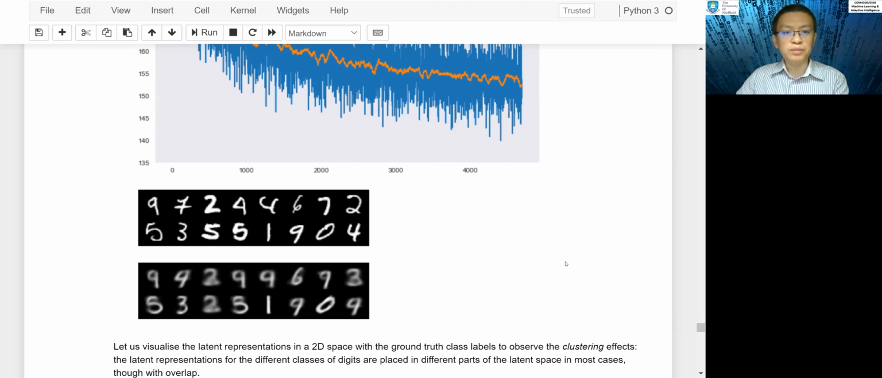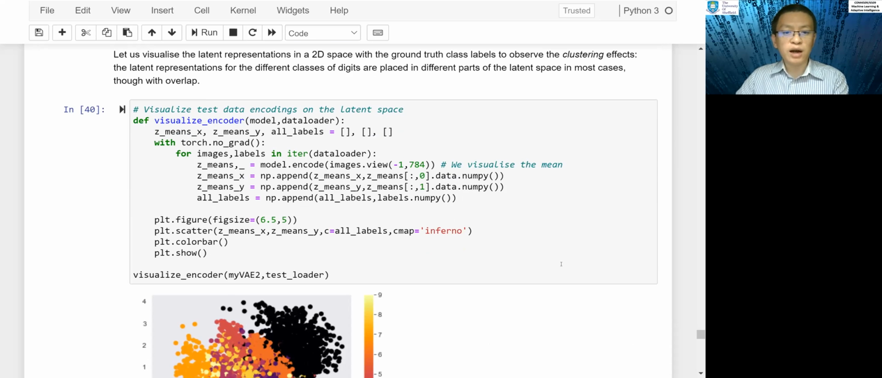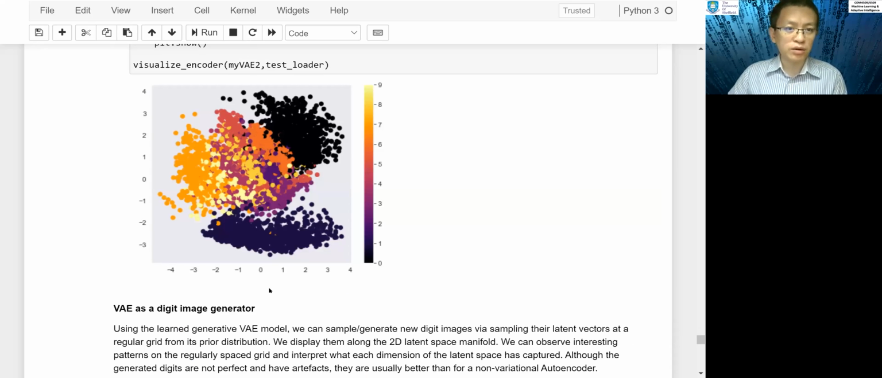reconstructed as 4. And this is trying to cluster. Looking at the latent space, because Z1 and Z2 are 2D, you can plot it. And we can see that indeed 4 is troublesome. You don't see a cluster of 4 here. That's why 4 has the most mistakes.